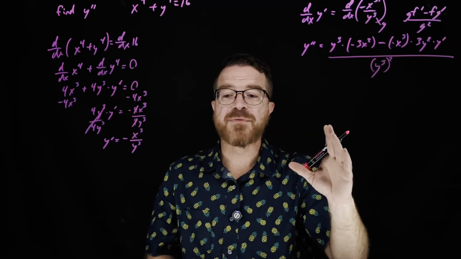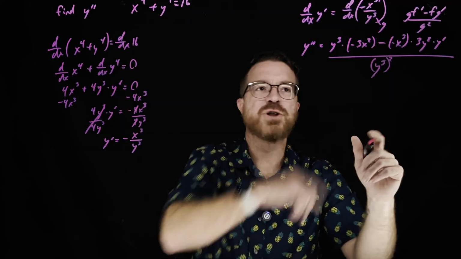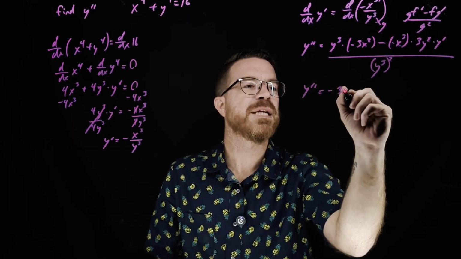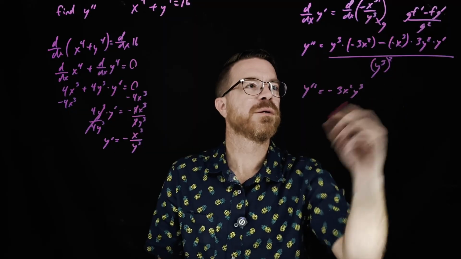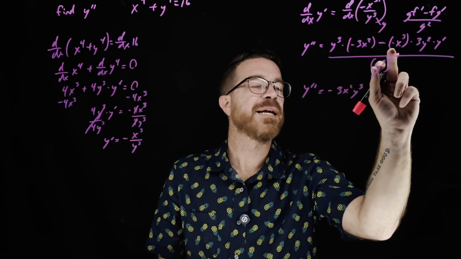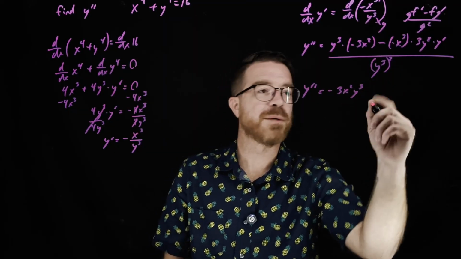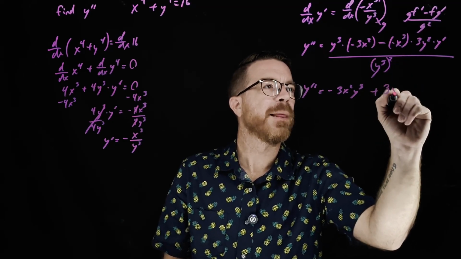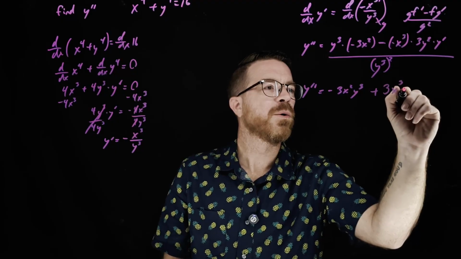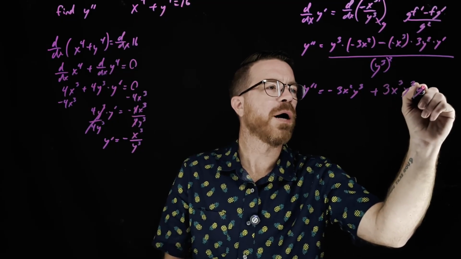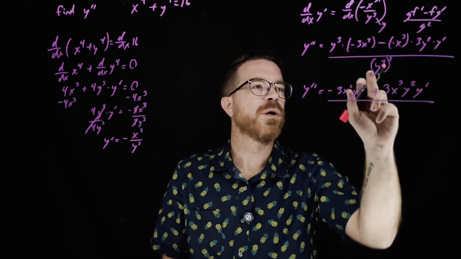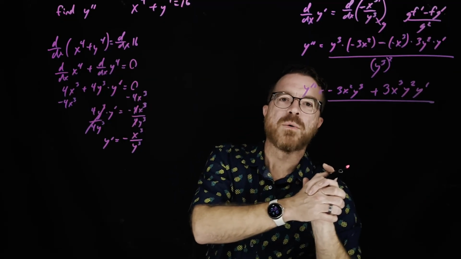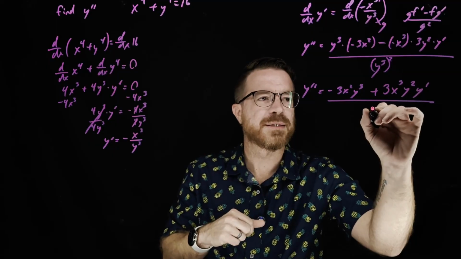Okay, so now let's simplify this a little bit. So first things first, I'm going to distribute this. So we're going to have y double prime is equal to minus 3x squared y cubed, minus a negative is going to give me plus, so this is going to be plus 3x cubed y squared y prime over y to the 6th power to the squared, so the second power, which would be, you multiply them, this becomes y to the 6th.